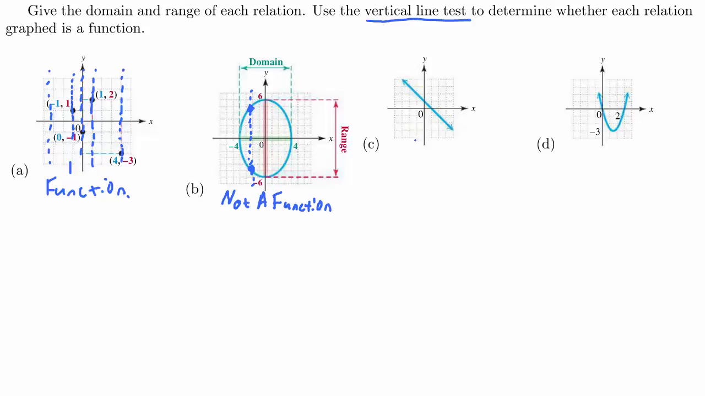C is just a straight line, and if you look at it, think of having a vertical line start here and just slowly go across here. So because of that, this vertical line and this vertical line and this vertical line and this vertical line, all these vertical lines cross at only one place on this straight line. Therefore, C is a function.